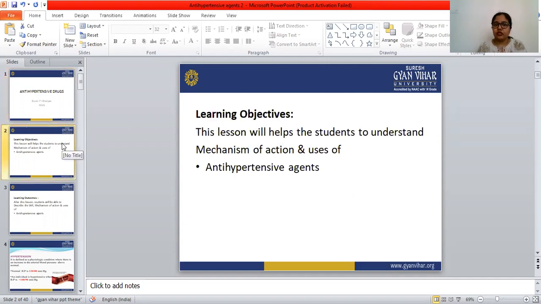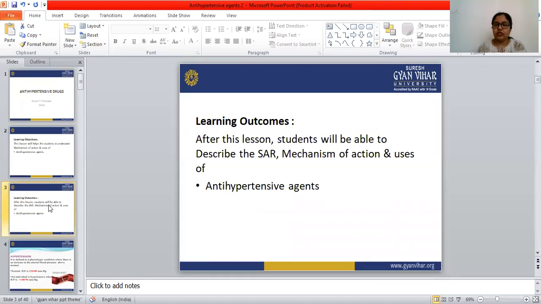The learning objectives of this topic: this lesson will help the students to understand the mechanism of action and the uses of the antihypertensive agents. Learning outcomes: after this lesson, students will be able to understand or describe the SAR, mechanism of action and the uses of antihypertensive agents.